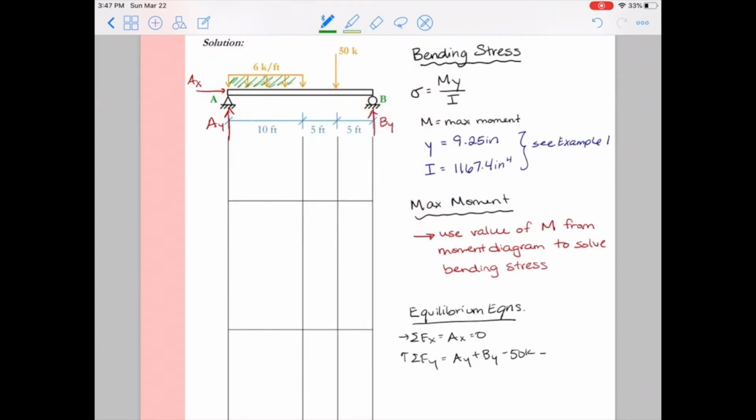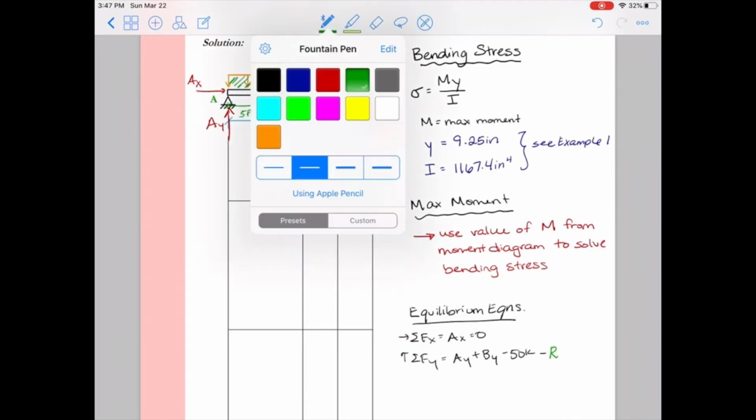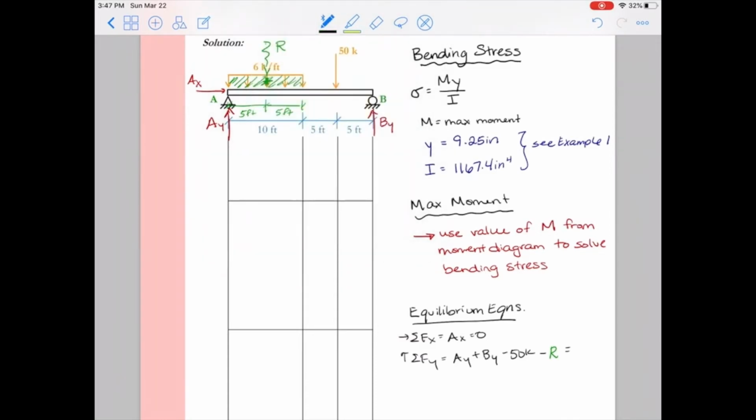So we're going to need to get the resultant force for that distributed load, the statically equivalent resultant force. So I'll go ahead and sketch that in as R. So in my sum forces equation, I'm just going to put in that value as R. Now R, of course, acts at the center of gravity for this shape. So that little rectangle, the center of gravity is 5 feet from either side. And we're going to have to figure out what that value R is.